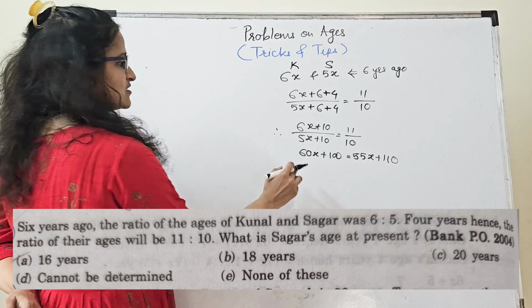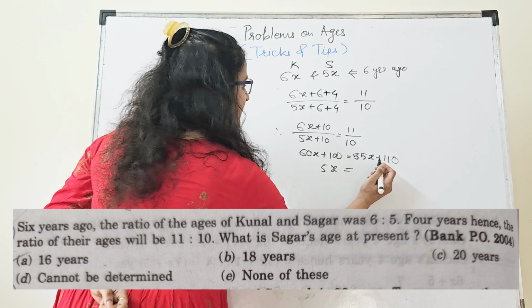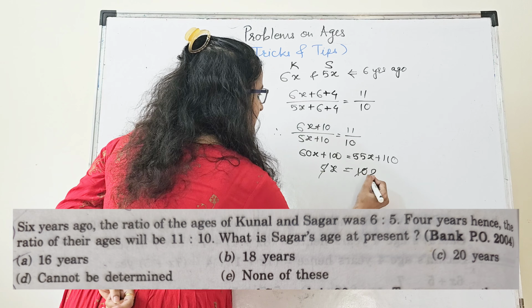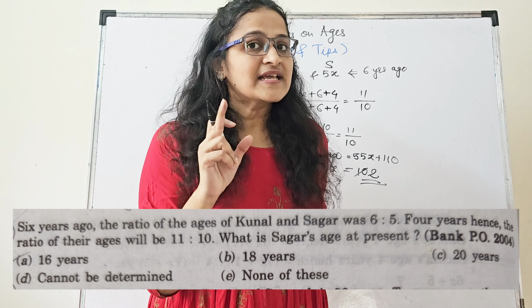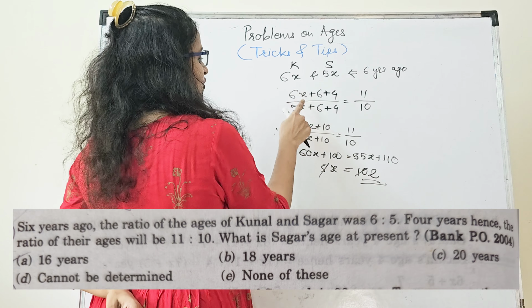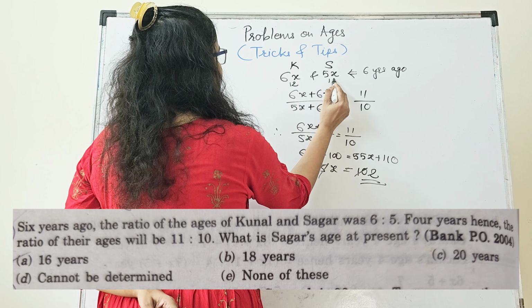Now take this here. So 60 minus 55 is 5, so 5x equals 110 minus 100, which is 10. 5 2s are 10, so you get the value of x as 2. Now see carefully. If you put this value of x here and here, you will get this as 12 and you will get this as 10.